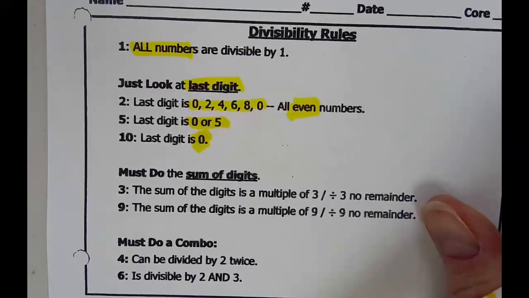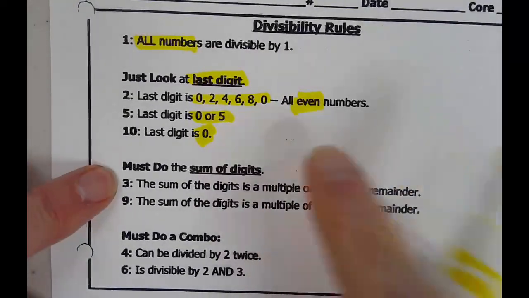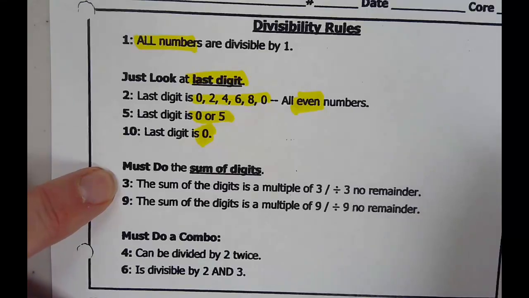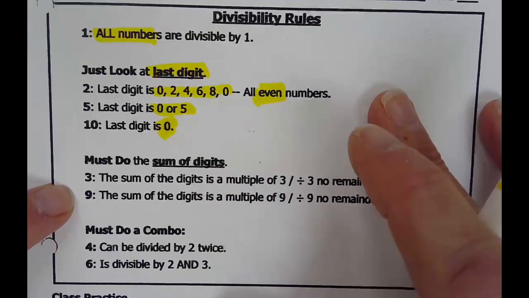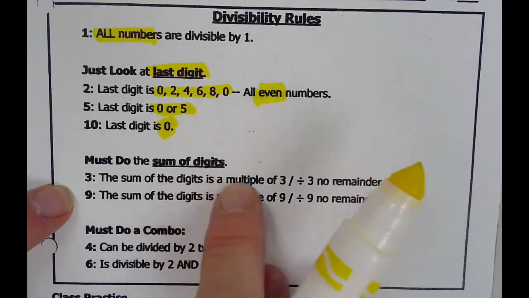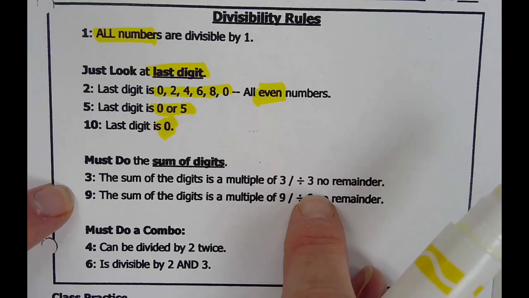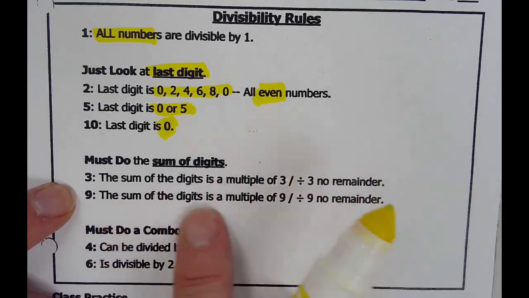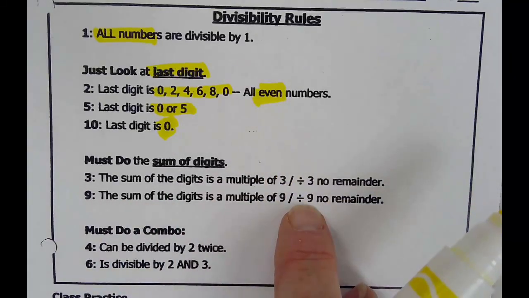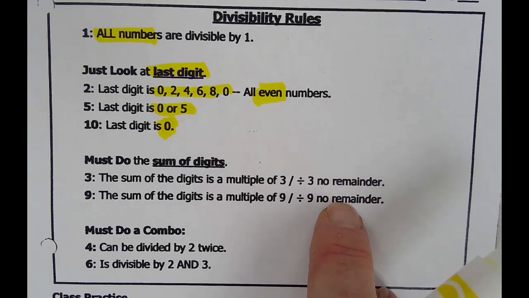Now, this is where we don't just look, we have to do something. So, to see if a number is divisible by 3 or divisible by 9, we're going to be adding the digits together. If the sum is a multiple of 3, or divisible by 3 with no remainder, then 3 will go into that number completely. If the sum of the digits is a multiple of 9, or divisible by 9, with no remainder, then 9 will go into that number.